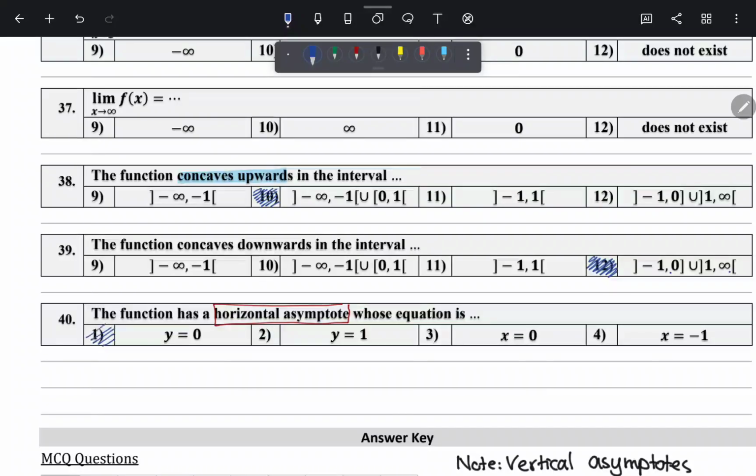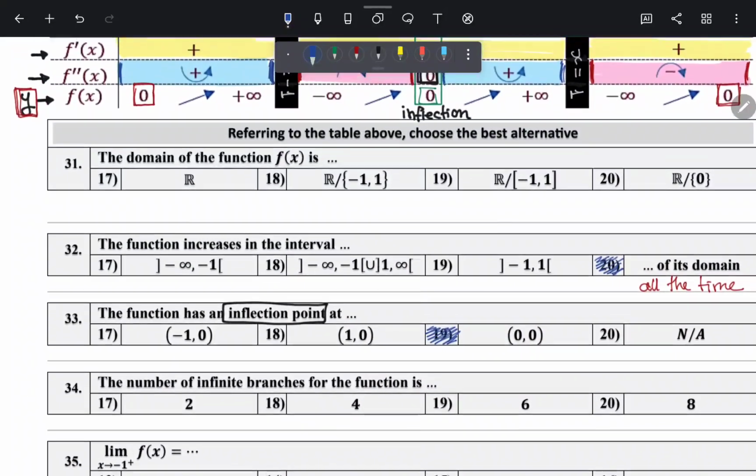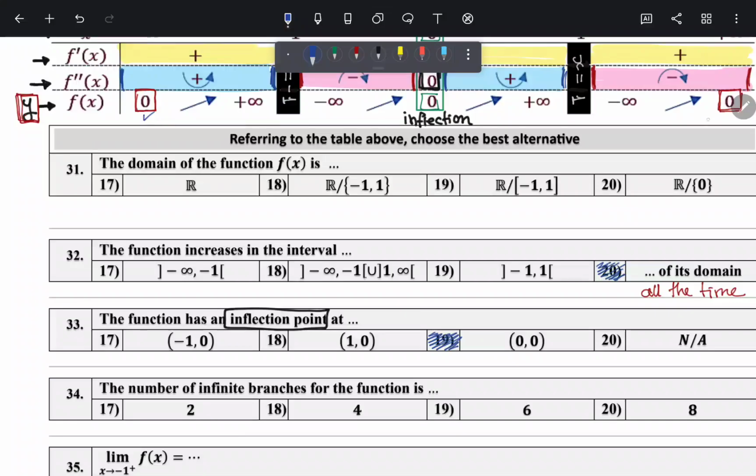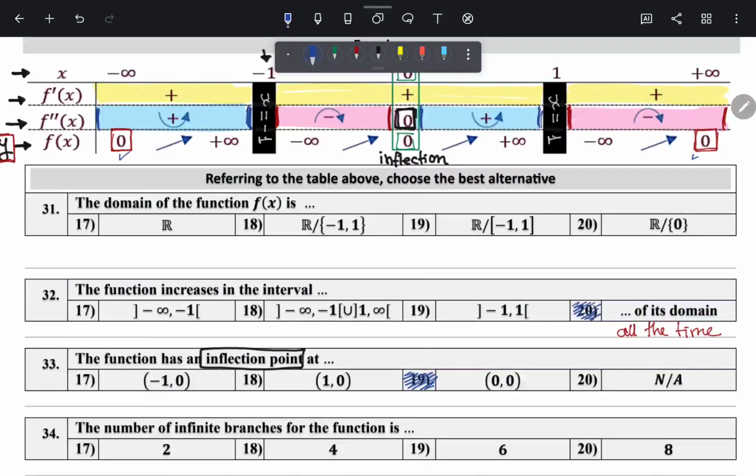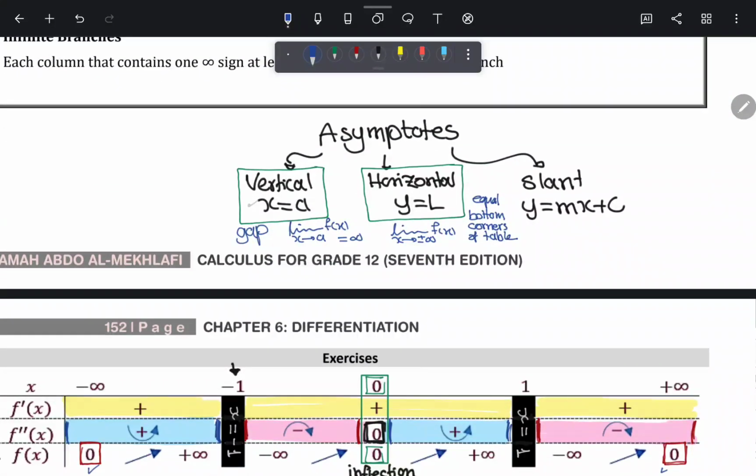Of course it doesn't have to be 0 all the time. It has to be this number, whatever this number was, the number at the bottom corners. If it is not the same, it means there is no horizontal asymptote.